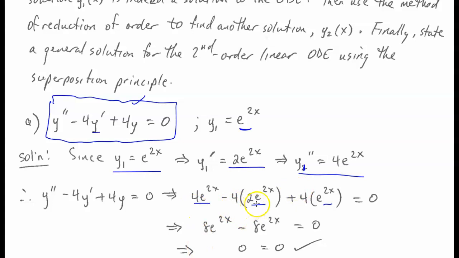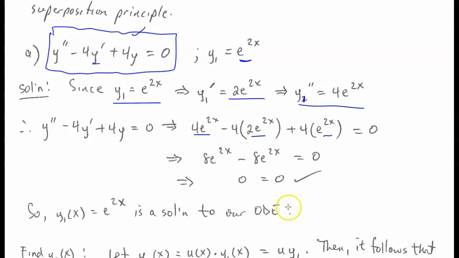Of course, on the left side, add everything up. I see I get 0, and that's the same thing that I have on the right. So I know that this particular function here is indeed a solution to this particular equation.